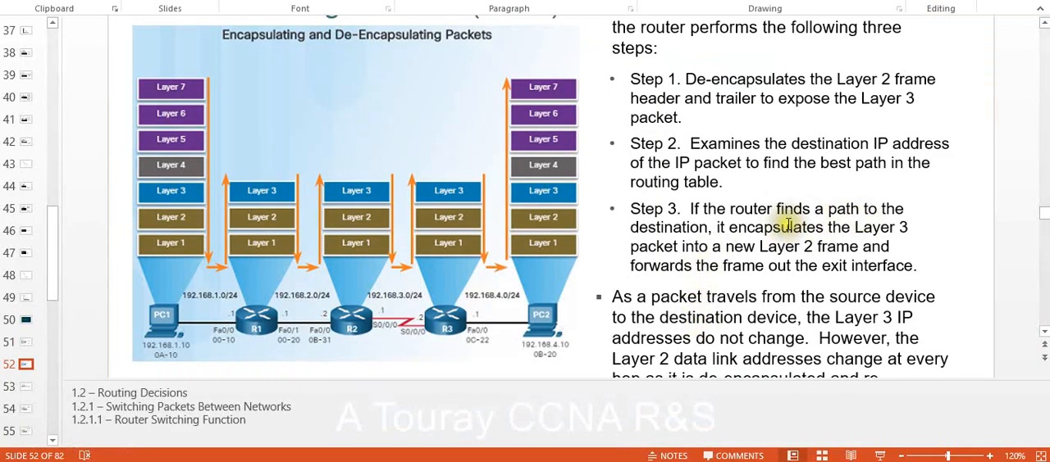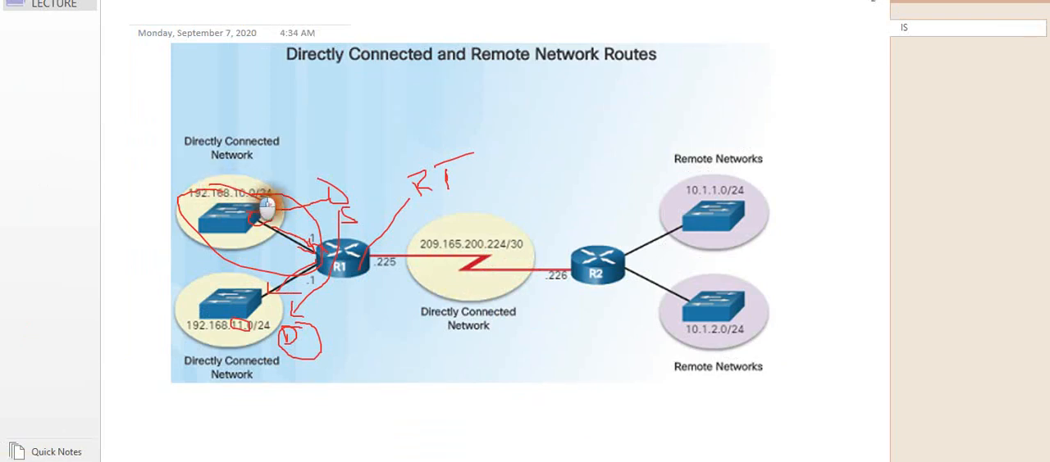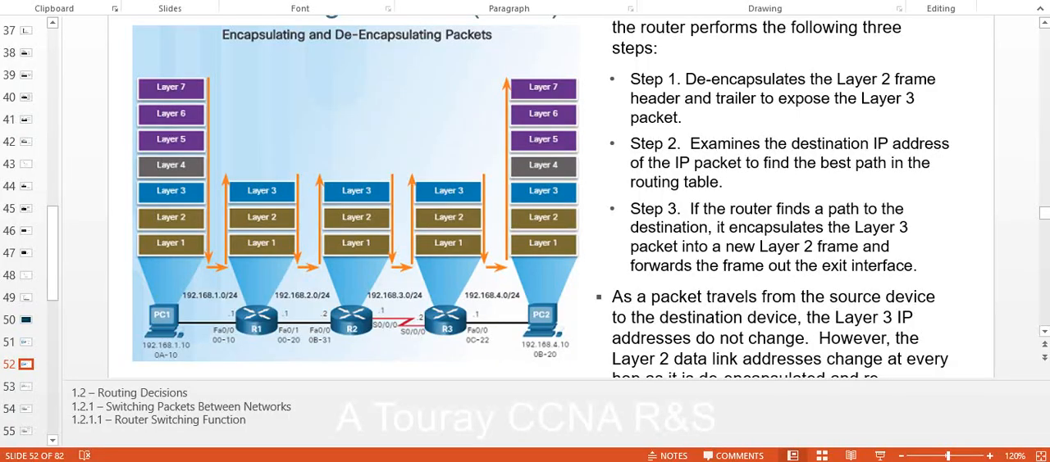Then if the router finds a path to the destination, it will encapsulate the layer 3 packet into a new layer 2 frame and then forward it. So from layer 2 to layer 3 and from layer 3 to layer 2 it goes, because this is directly connected, because this network here and that network here are directly connected, as they all have their configurations on this particular router. So that is what they mean by directly connected networks.